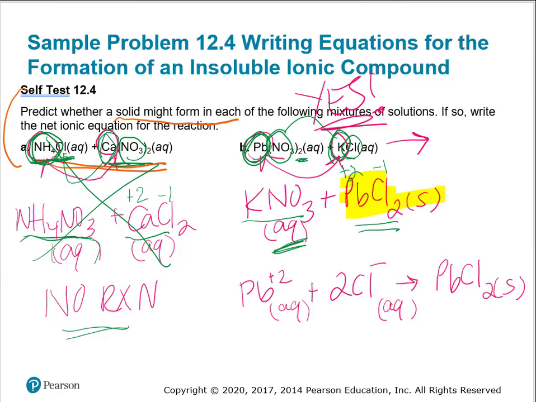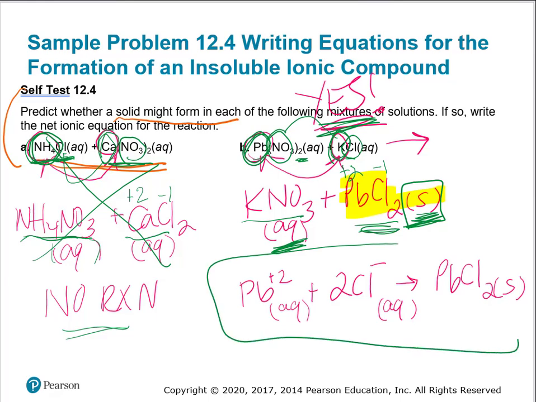Potassium nitrate, on my solubility rules, is soluble, so we wrote aq. Lead chloride, though, is insoluble. Therefore, this reaction will occur because of this precipitate that's formed. And our net ionic equation for that is writing the Pb 2+ ion plus 2 chloride ions to give me that precipitate, lead(II) chloride.